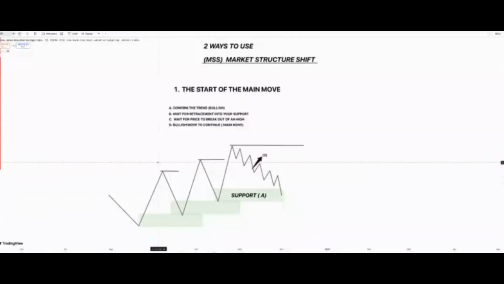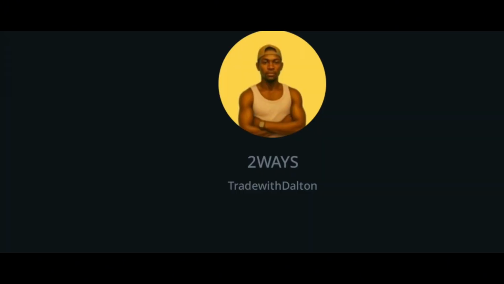This is to wait for price to break out of a high. Now, the breakout of a high in this scenario will be this high, because this short-term trend here is a downtrend, and we expect price to use the high to create a lower low. All right. Now, the break of this high at this support confirms the shift of price from bearish to bullish.